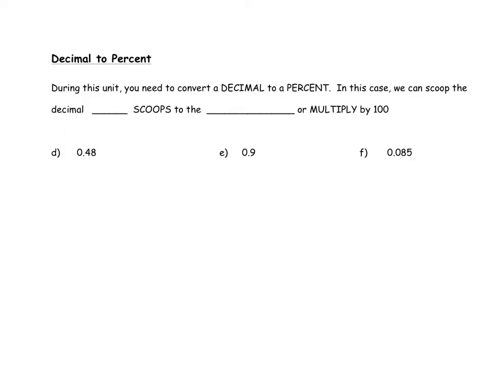At the bottom of page 4, it talks about how to turn a decimal to a percent, which is what we're going to need in this next lesson. So during this unit, you need to convert a decimal to a percent. And in this case, we can scoop the decimal 2 scoops to the right. Or we can multiply by 100.